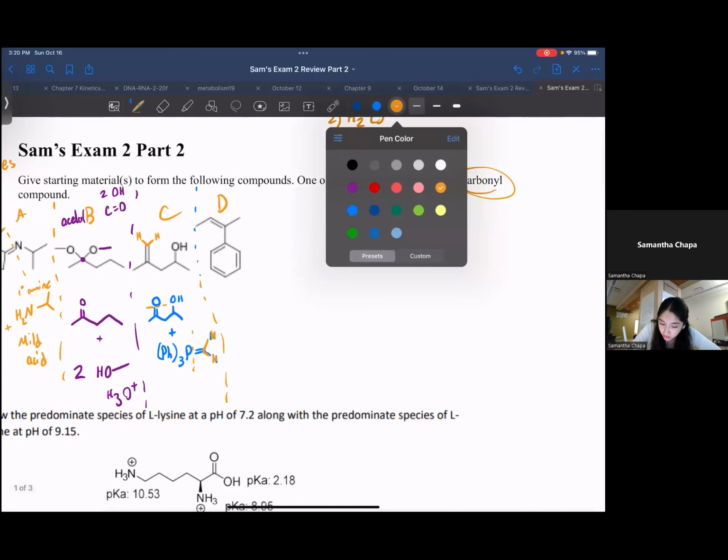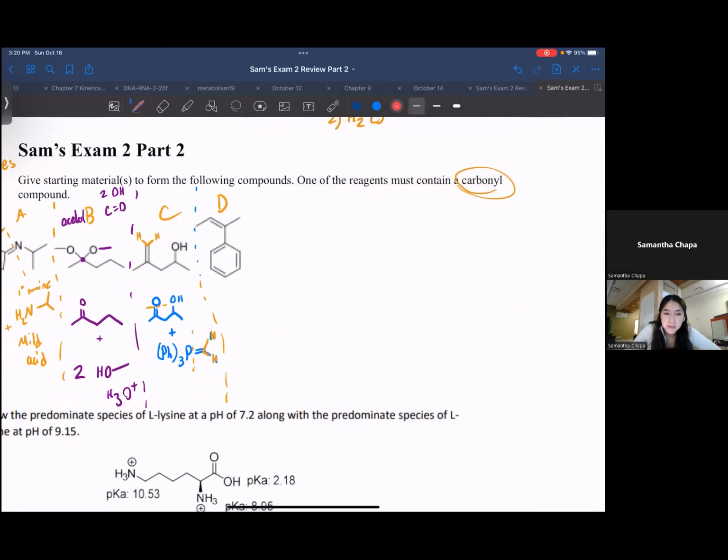For this last one, I think the easiest thing to do here is to make the alkene. So I'm just going to do my benzene ring with a carbonyl. I think this is acetophenone. This is acetophenone. That's crazy. Okay, so I'm going to react acetophenone with my PH3P double bond, and I'm only going to do one methyl group.